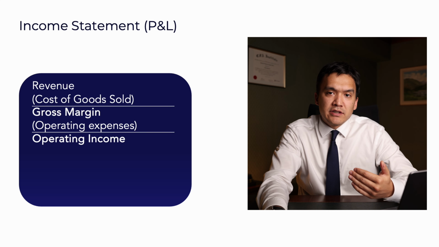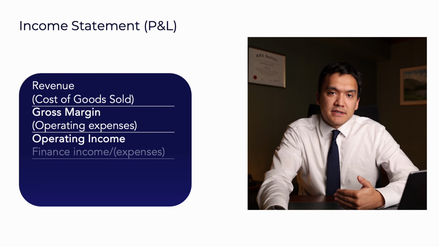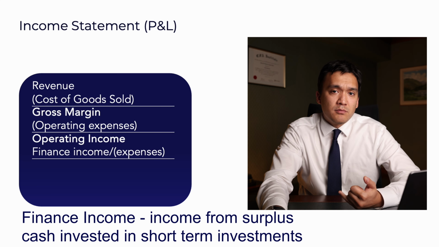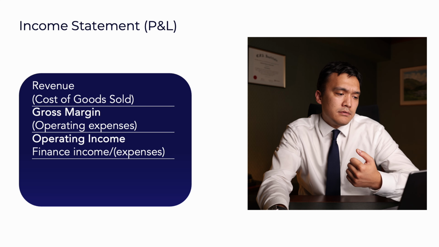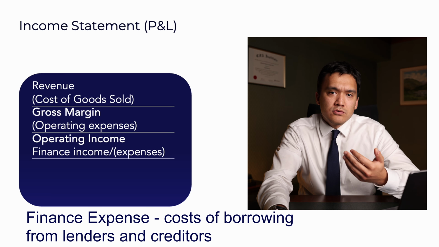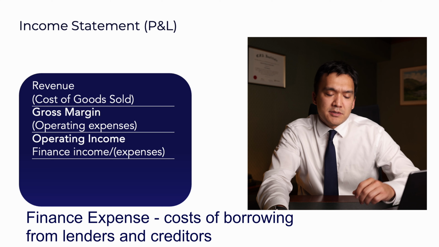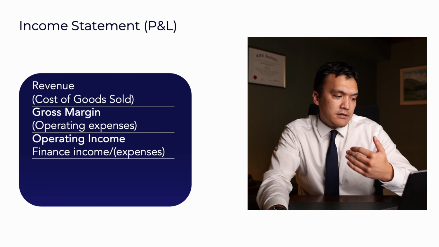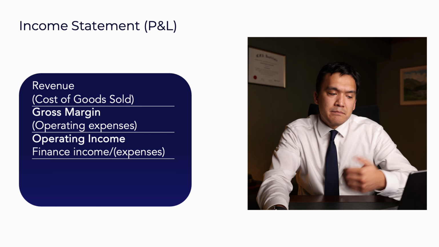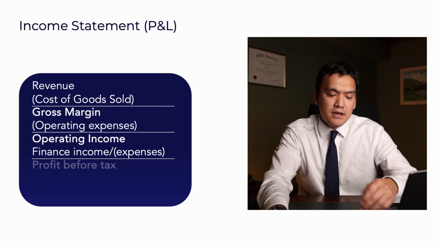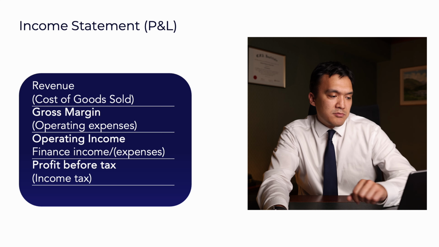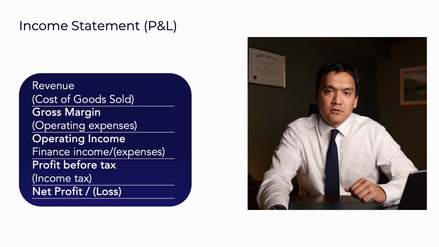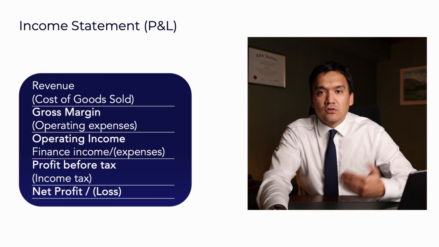And after operating income, we have finance income and expenses. So we get finance income from our stocks or bonds, and we get expenses if we have loans, and this would be our interest expense. So if we add finance income to our operating income and deduct finance expenses, we get profit before tax. After profit before tax, we have income tax, and when we subtract income tax from profit before tax, we get our net profit or loss for the period.